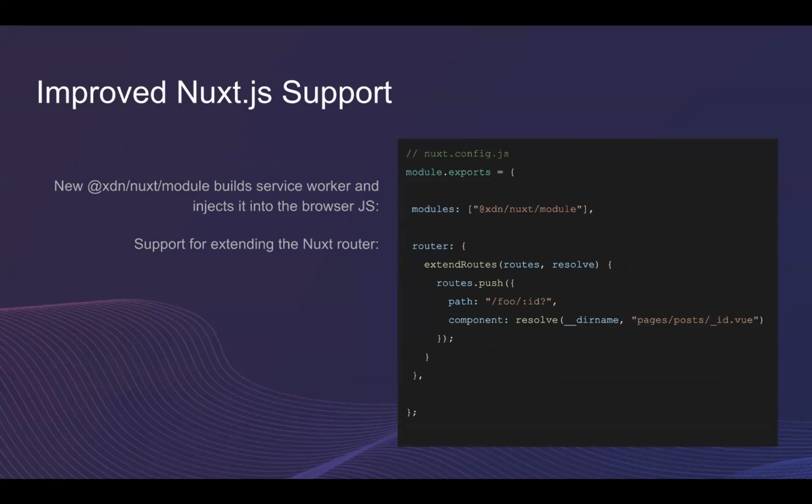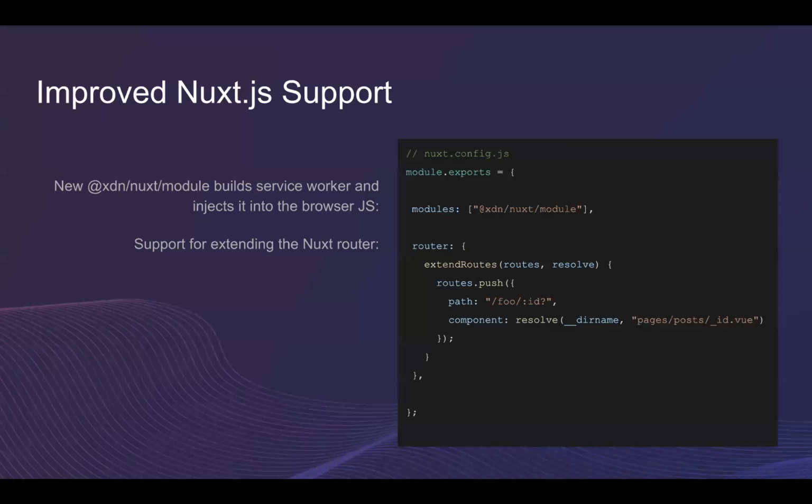So for Nuxt.js, the Vue framework, we overhauled our support for it in version 2 and made some things easier to configure. So now there's a Nuxt module that builds a service worker for you that enables prefetching and also injects it into the browser code so it installs it properly. And we also added support for extending the Nuxt router to add additional routes or additional aliases for pages. Something very similar actually to what I'm going to talk about in the next slide, which is Next.js rewrites.